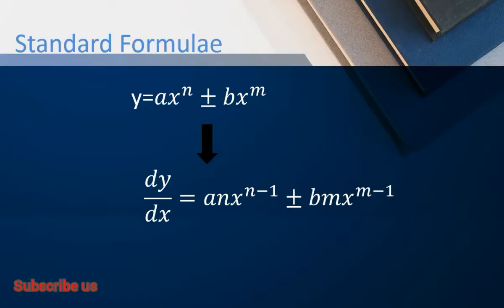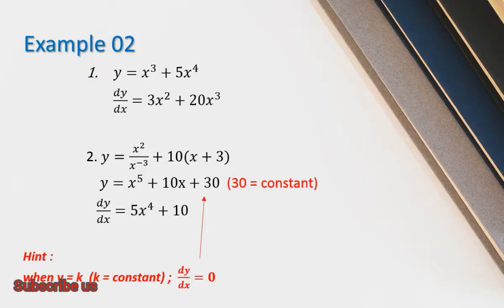Next, standard formulae. When y equals a x to the power n plus or minus b x to the power m, then we get dy by dx equals a n x to the power n minus 1 plus or minus b m x to the power m minus 1. Next, example number 2. Question number 1. y equals x cubed plus 5x to the power 4. Then we get dy by dx equals 3x squared plus 20x cubed.